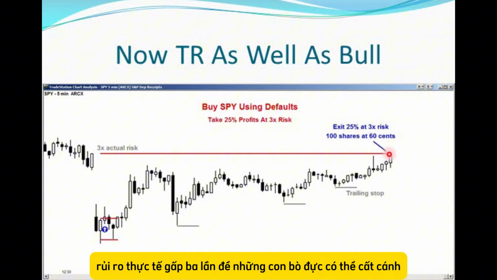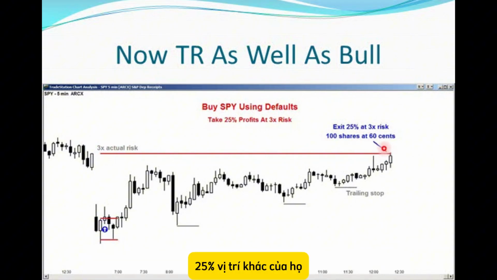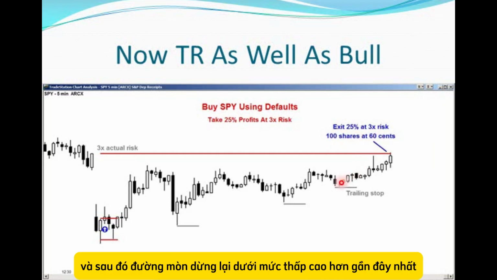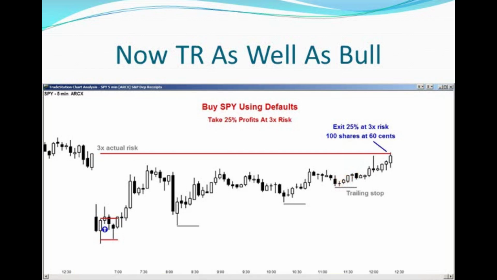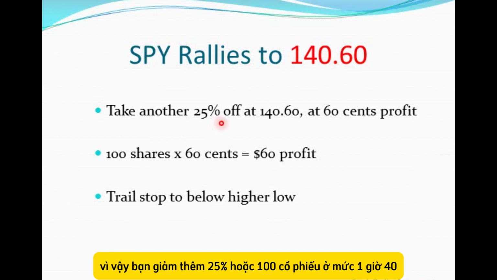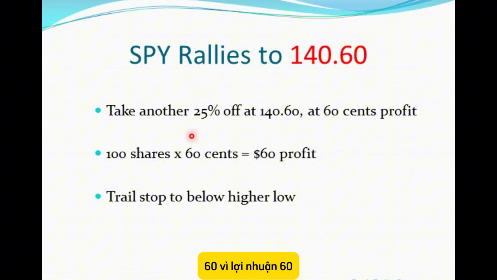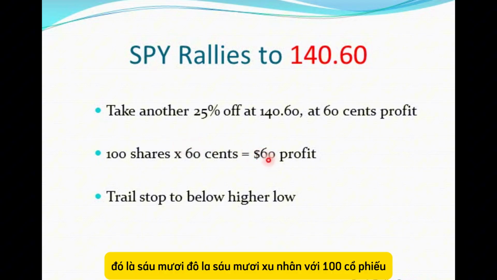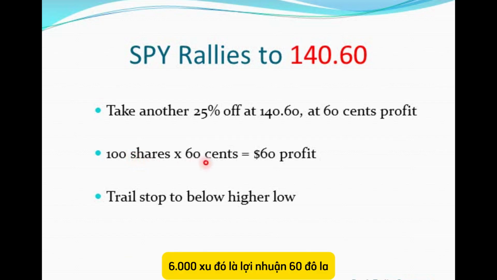so bulls can take off another 25% of their position, 100 shares, at 60 cents profit, and then trail stops below the most recent higher low. So you take another 25% or 100 shares off at 140.60 for 60 cents profit, which is $60. 60 cents times 100 shares, 6,000 pennies, that's $60 profit.